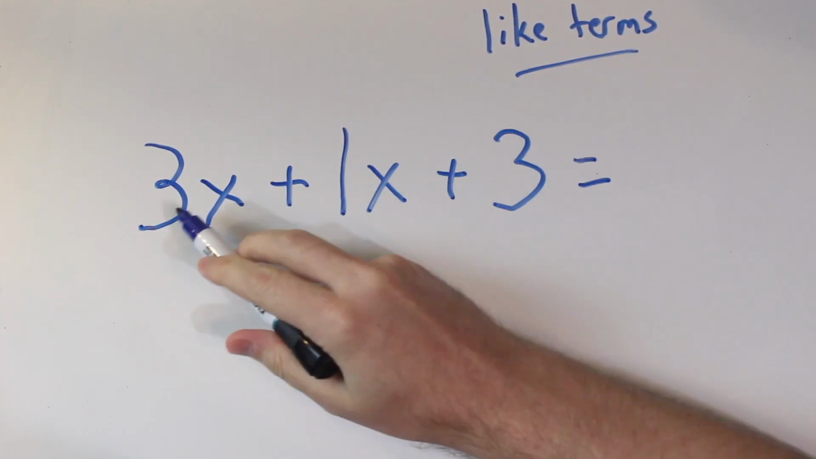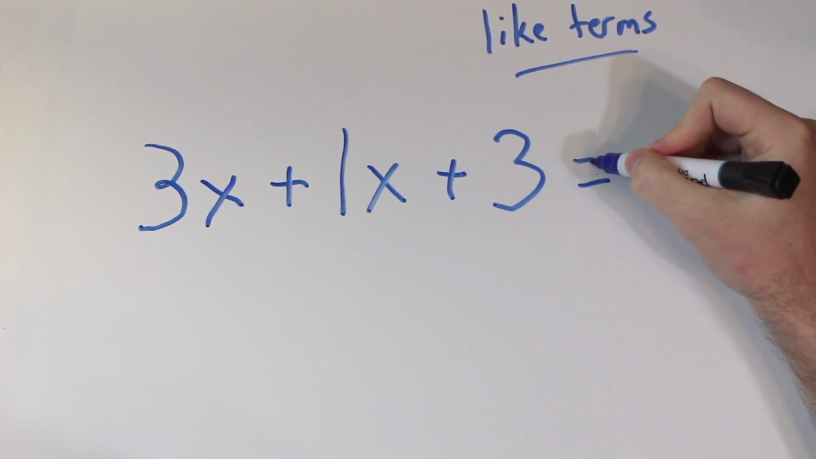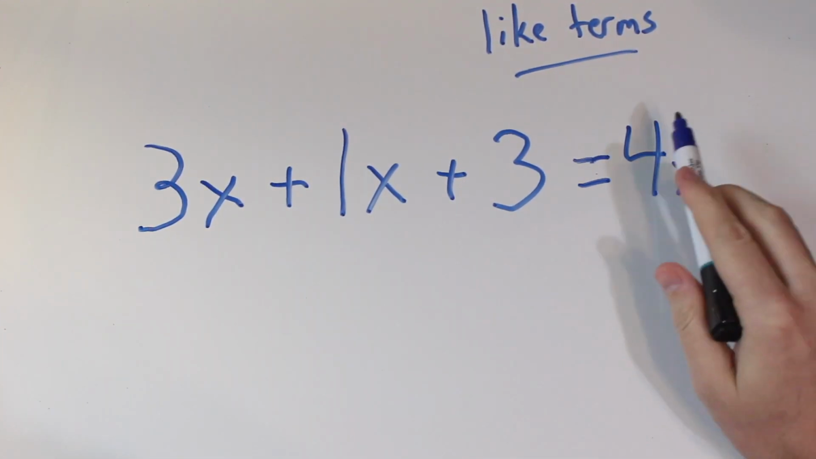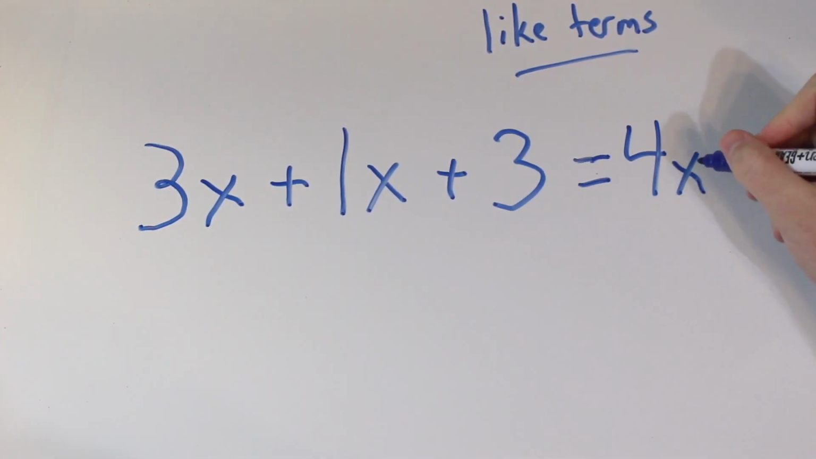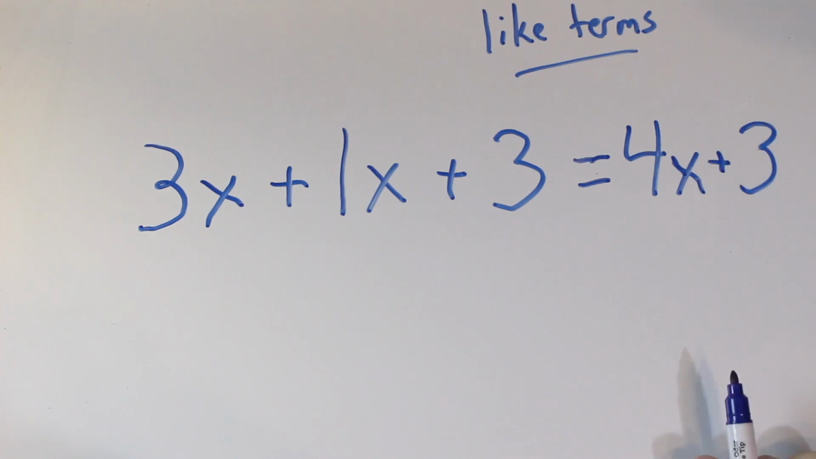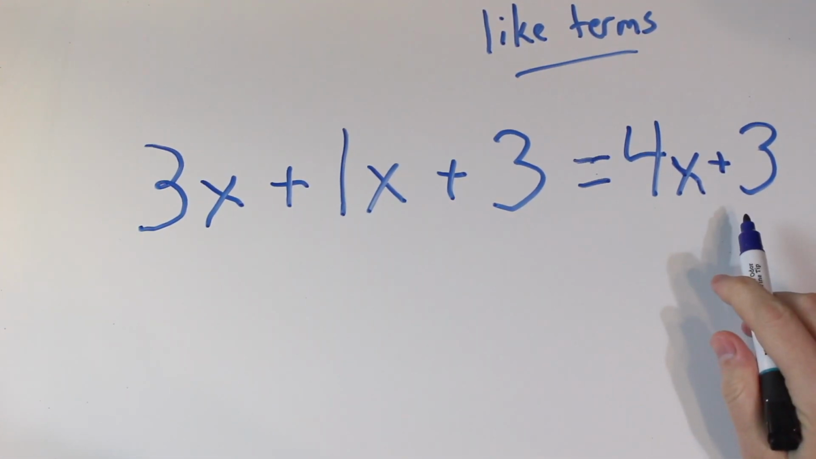3 of something plus 1 of that same something is 4 somethings, so 3x and 1x combine to become 4x. We can't do anything to simplify this 3, so we just leave it as is. Our final answer is 4x plus 3.